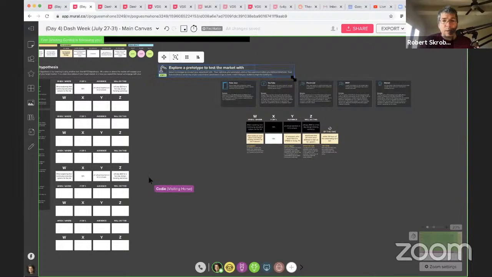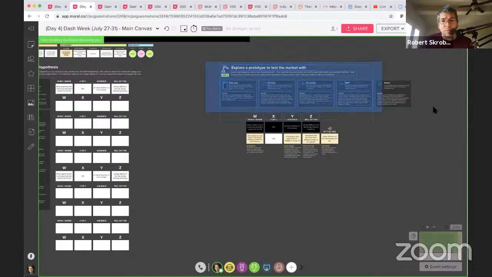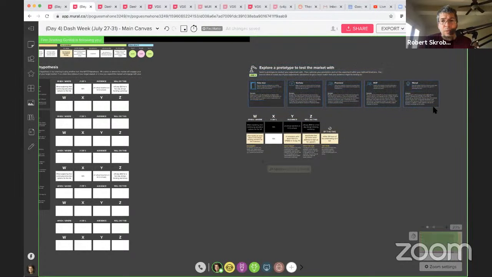So I'm going down the simplification road a little bit. I'm going to take out this divider here and bring this over. So I'm doing a little bit of design on the fly. So I'm going to move the pretotyping things over here.